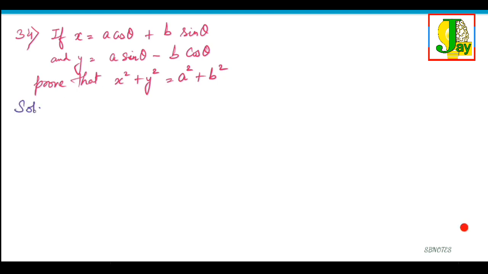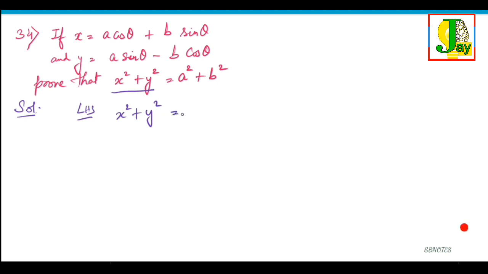So this is the last one for this class and this exercise. Okay, so if x is given and y is given, you have to prove that x square plus y square equals this. You have to prove. Okay, so let us start with the left hand side.